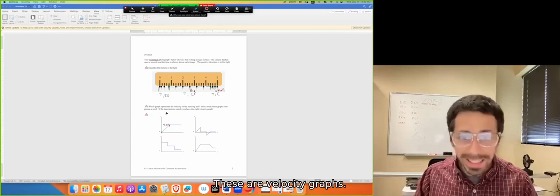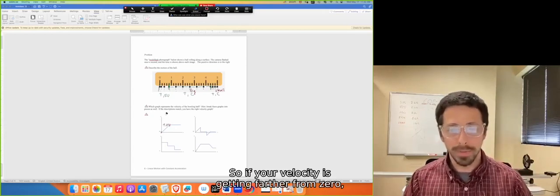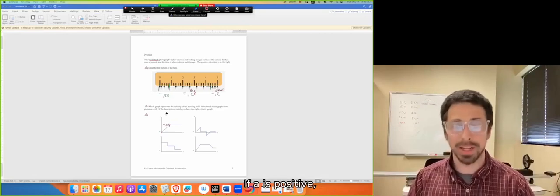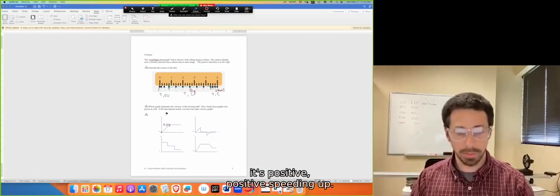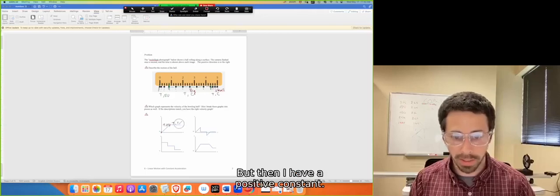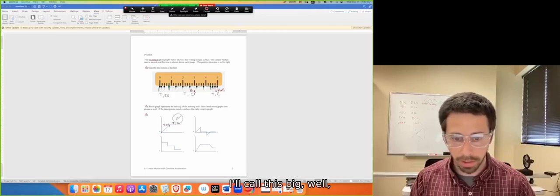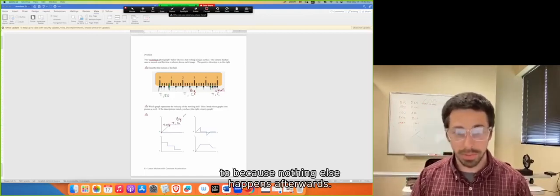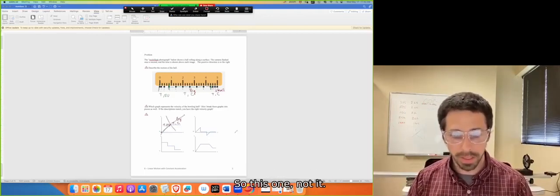These are velocity graphs, all right? So if your velocity is getting farther from 0, that means you're speeding up. If your velocity is positive, it's positive. Positive, speeding up. That matches, that's fine. But then I have a positive constant. I'll call this big. Well, but I don't have anything to compare it to because nothing else happens afterwards. So this one, not it.